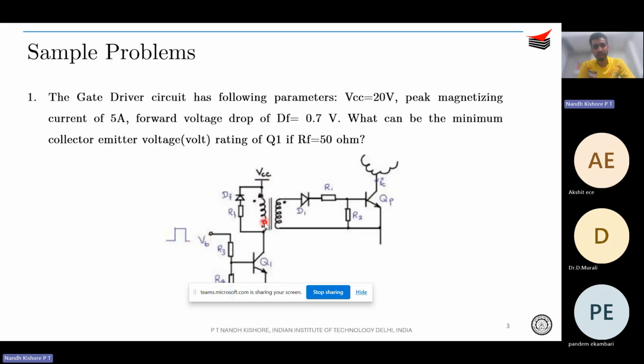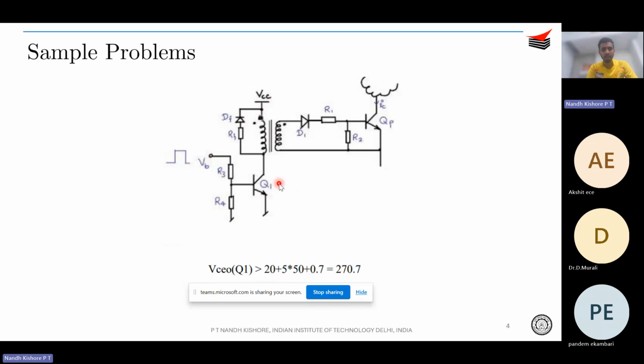The idea is your VCC is 20, the peak magnetizing current is 5 amperes. What can be the minimum collector emitter voltage rating if RF is 50 ohms? Your RF is given, you just need to calculate the blocking voltage for Q1. How do we do that? Just apply KVL in this loop, when your Q1 is turned off.